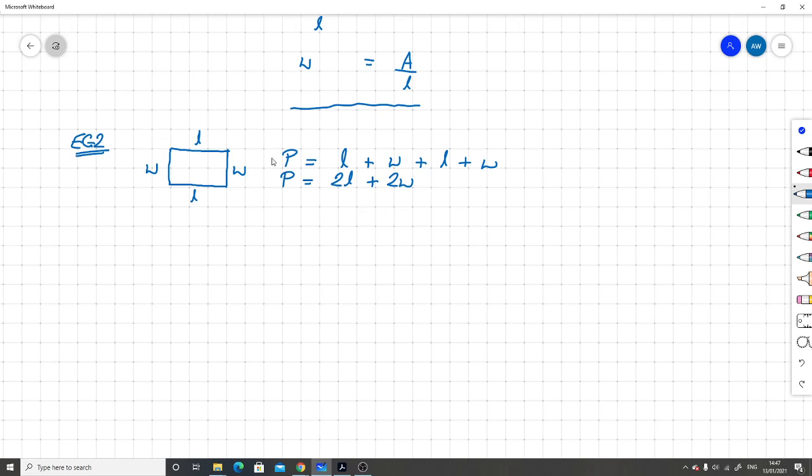I need to rearrange this so that length is the subject, L is the subject. I want to rearrange this formula until L equals, and all the other letters on the other side, P and W, in some form on this side. So how do we do it?